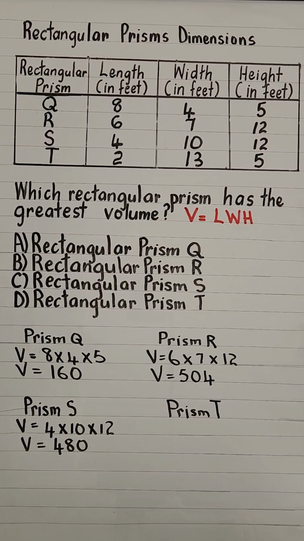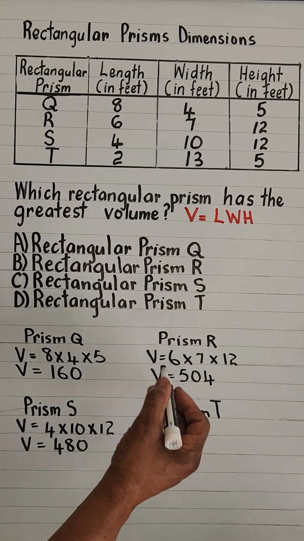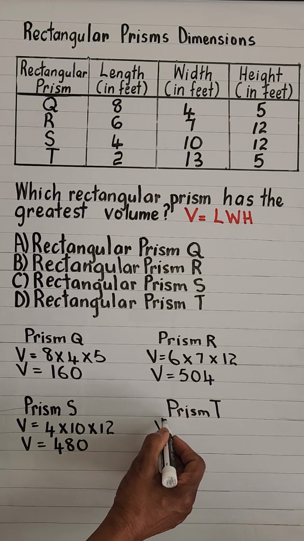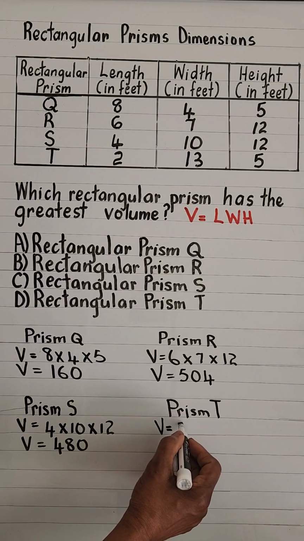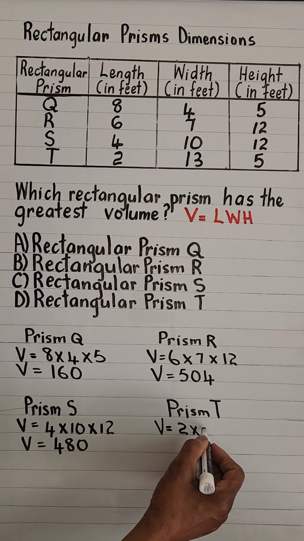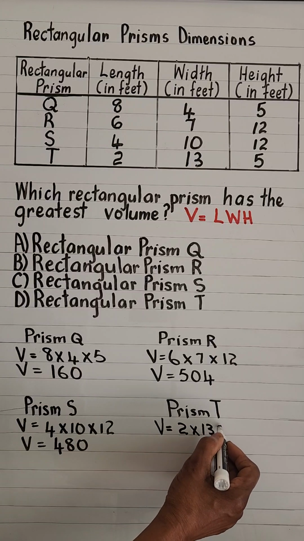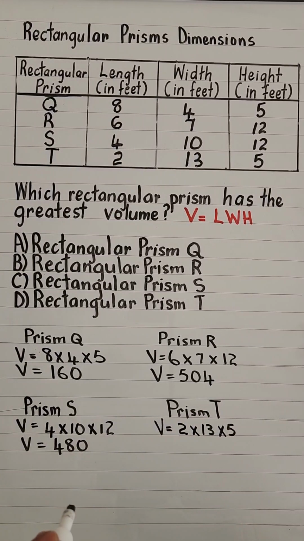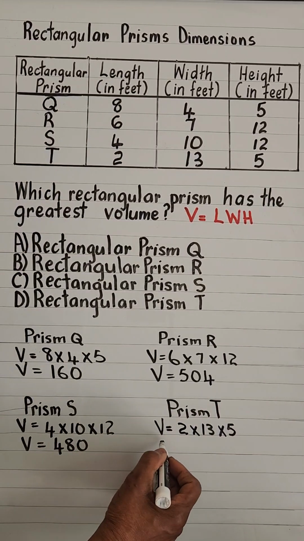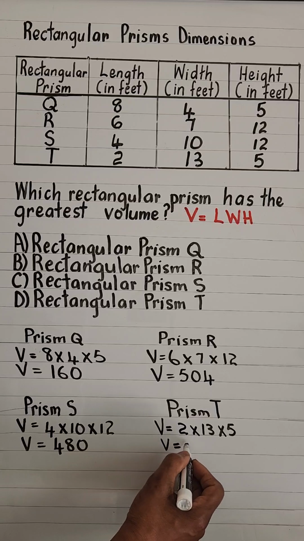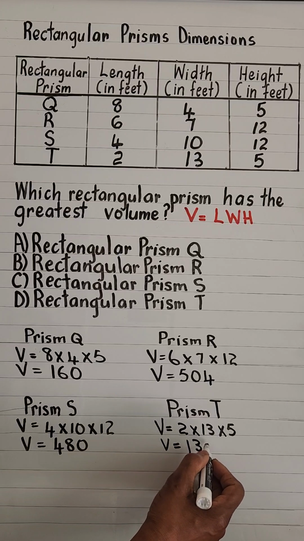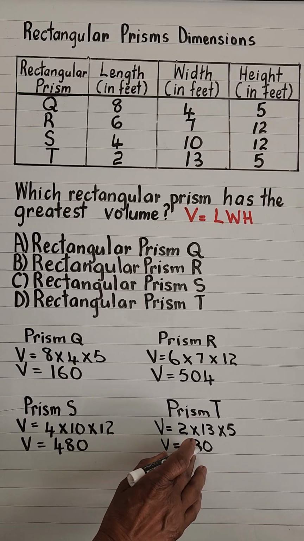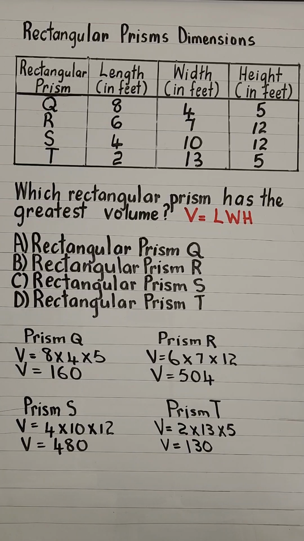And finally, we have prism T. Volume equals 2 times 13 times 5. And that is equal to 130. So we have found the volumes of the four prisms.